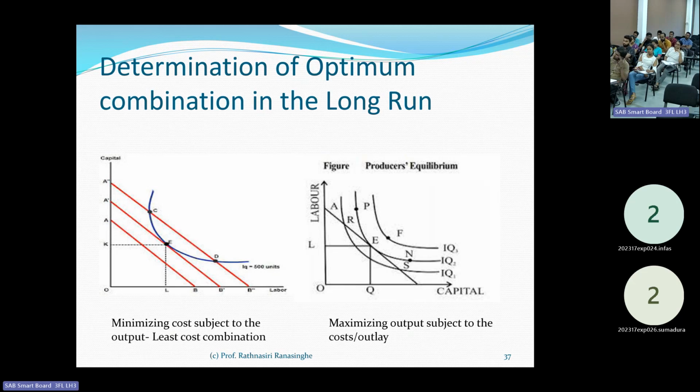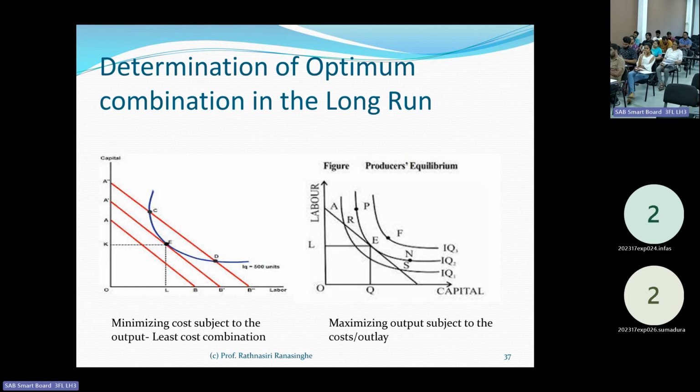We can either maximize the output to get maximum revenue, or otherwise take it to the cost side and minimize the cost, based on the given factor prices. So the producer always tries to maximize the output.